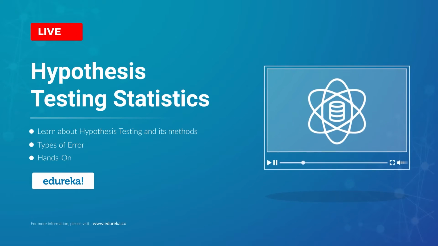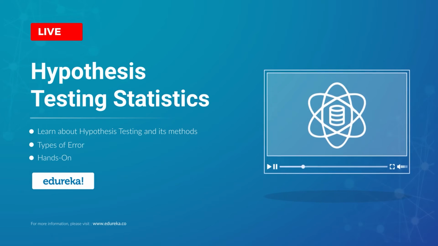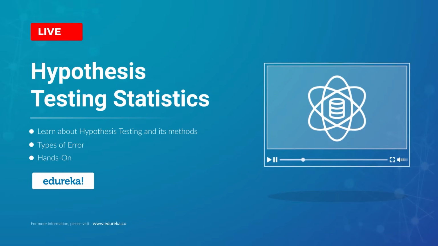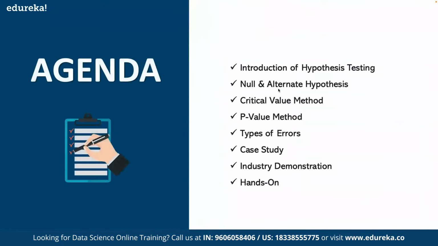So, as we progress in today's session, we'll be learning statistical hypothesis testing. We'll look into what exactly this hypothesis testing is. We'll understand the concept of the null hypothesis and the alternate hypothesis. And we will look into one of the well-known methods, called the critical value method, in performing the hypothesis testing. Then we will look into the concept of the p-value method. How do we perform the hypothesis testing by referring to the p-value?